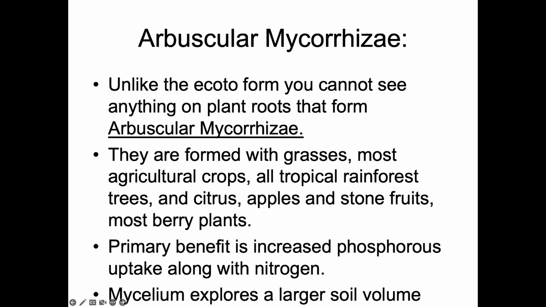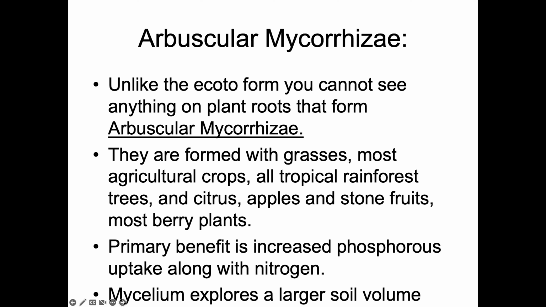Now, here's where I want to finish up this morning. Look at my time here. Okay, the arbuscular mycorrhizae. As I've said, they're the most prevalent in the world. Most plants that we look at see these. The primary benefit is increased phosphorus uptake. They can do some nitrogen, but nitrogen is not the most important. It's the phosphorus. And why?